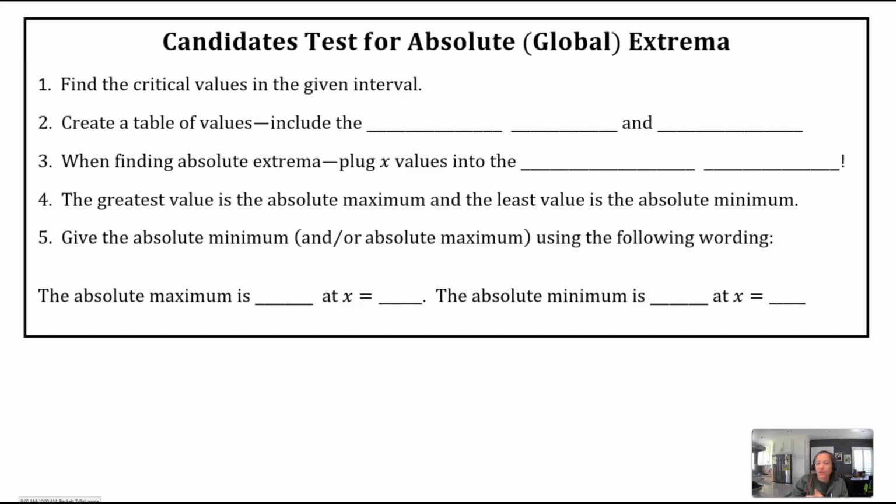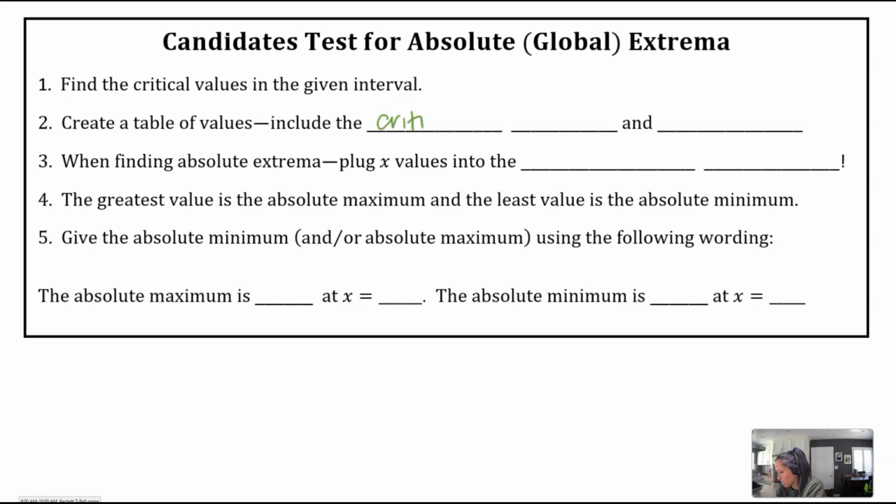All right, let's bring it all together with the candidates test. So this is how we can use that extreme value theorem to actually find those extreme values. First, we need to figure out our critical values. Still important because where we have a local max, it could end up being our absolute max as well. Then we're going to make a table of values. What do we mean? We need to include both the critical values because those are possible ones, right?